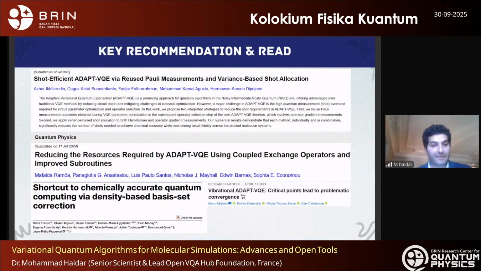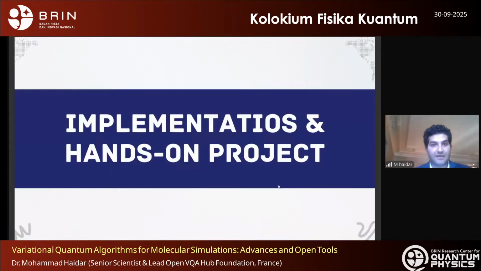Also, there are colleagues who have been working on chemically accurate quantum computing using the density basis set. This is very interesting because it can work with different basis sets. And it has shown a very interesting simulation result compared to the classical quantum chemistry methods. Vibrational methods too, a lot of people have been working on them, and it is also very interesting to study the convergence there.